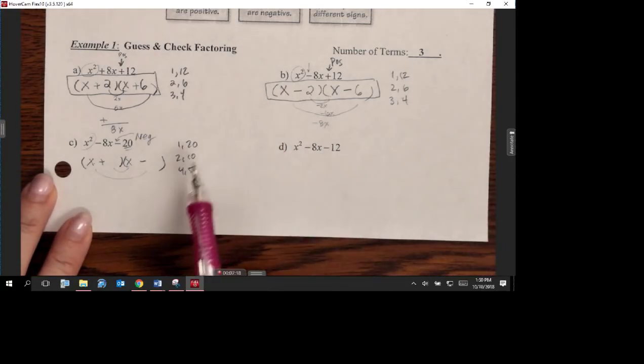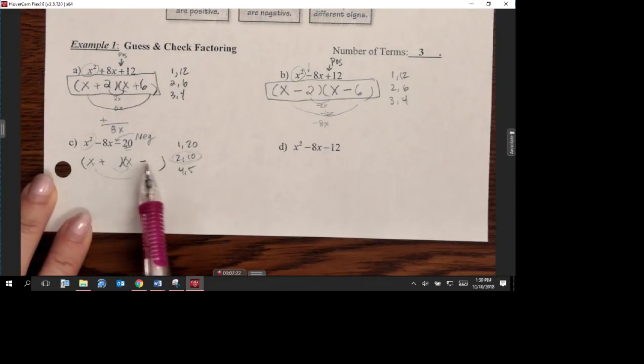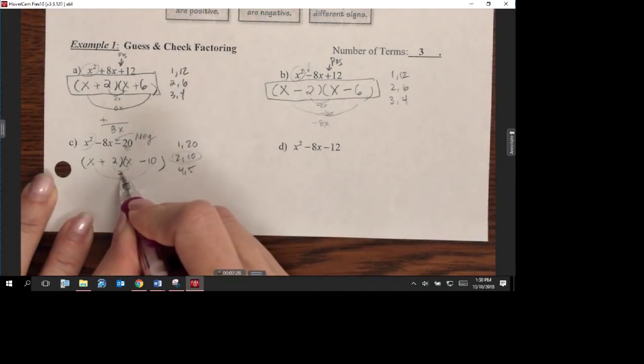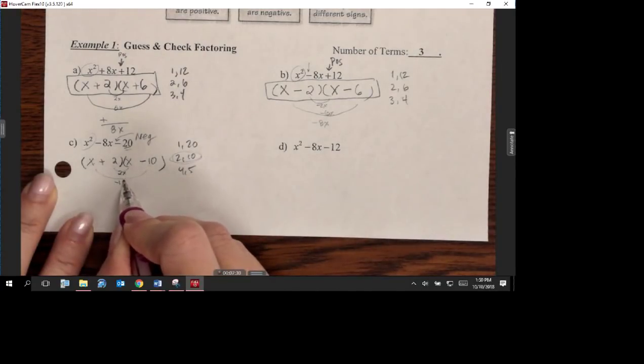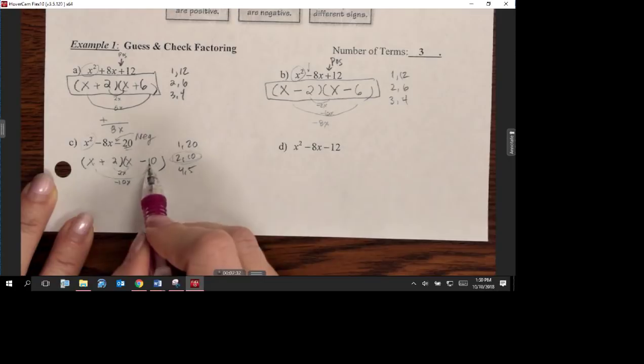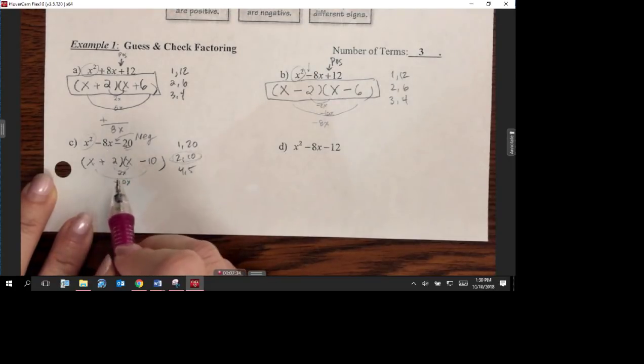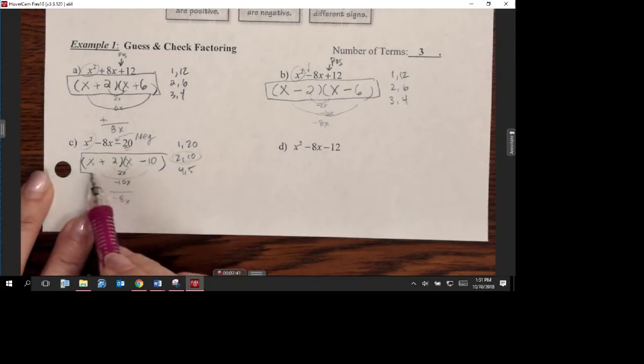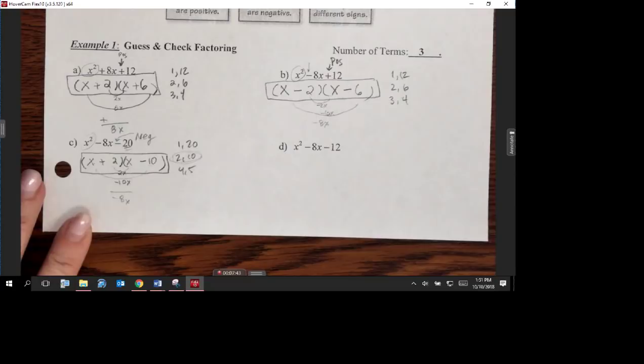So somebody yelled out 2 and 10. That's definitely what we're going to be using. But which one's going to be negative? How do you know that? Just 2 minus 10 is equal to negative 8. This 10 is bigger than this. Right, because the 8 is negative, so the bigger number has to be negative. So if I add those back up, we're going to get negative 8x. That's how I know I did it right. That's the check part of guess and check.